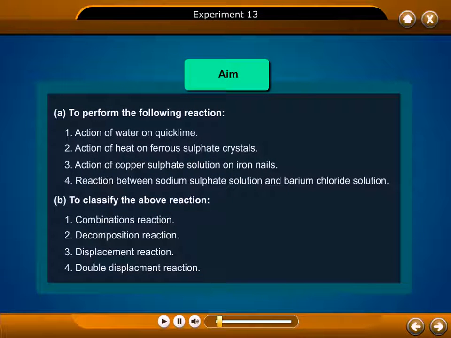Aim: A. To perform the following reactions: action of water on quicklime, action of heat on ferrous sulfate crystals, action of copper sulfate solution on iron nails, reaction between sodium sulfate solution and barium chloride solution. B. To classify the above reactions into combination reaction, decomposition reaction, displacement reaction, double displacement reaction.